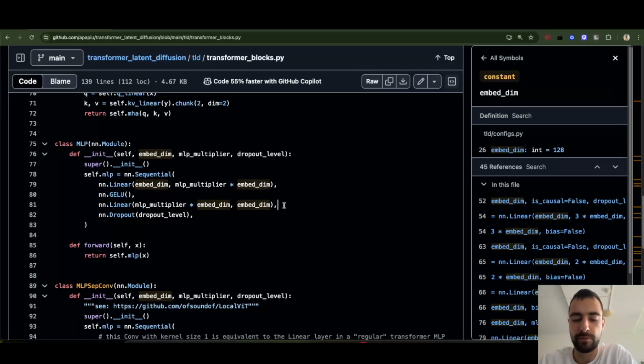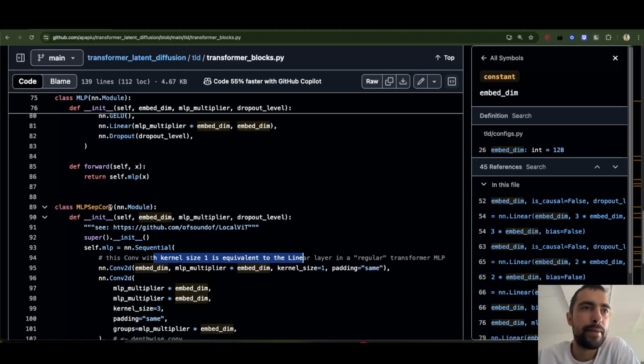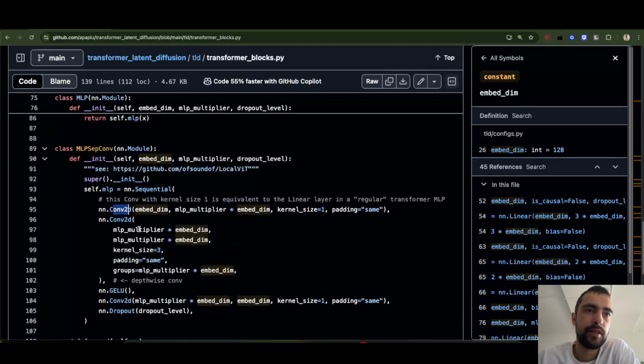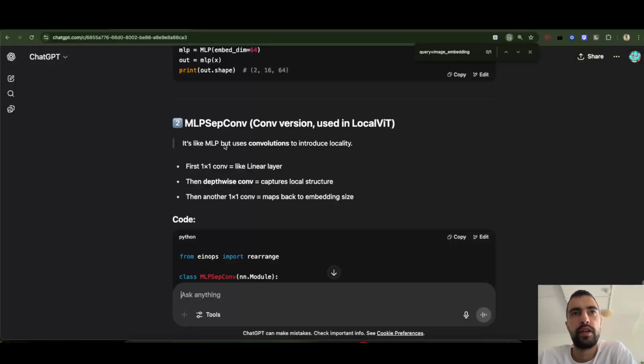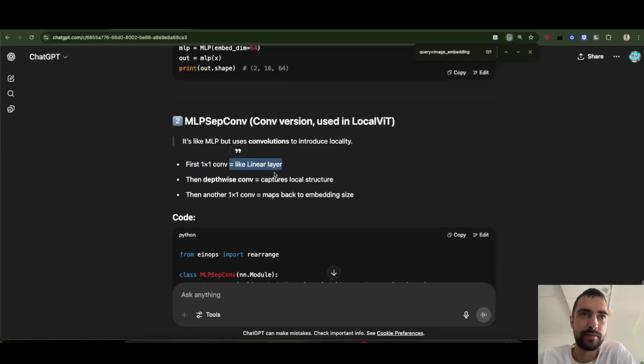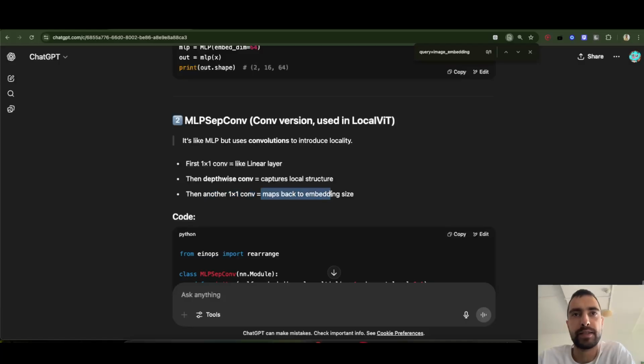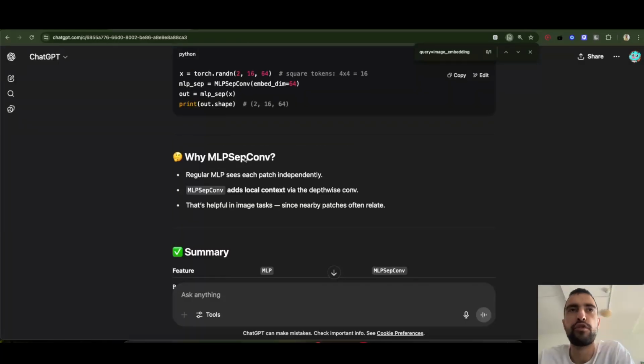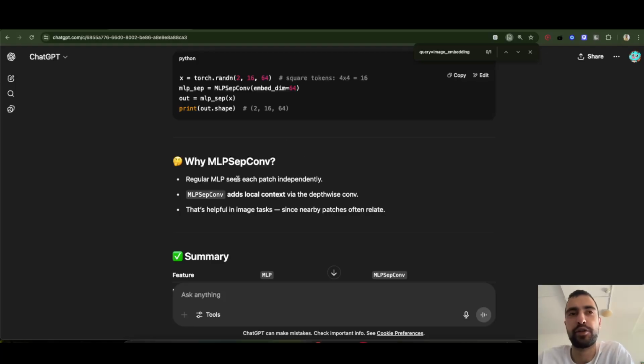I explained this also in my DeepSeek from scratch and Llama 4 from scratch videos. And then this MLP-SConv is using convolutions instead of these linear layers. Let's see how it works. So this is to introduce locality. First, 1 times 1 convolution is like a linear layer. Then depth-wise convolution captures local structure, and another 1 times 1 convolution maps back to embedding size. Before we explain what all of that means in more detail, let's see why to use MLP-SConv.